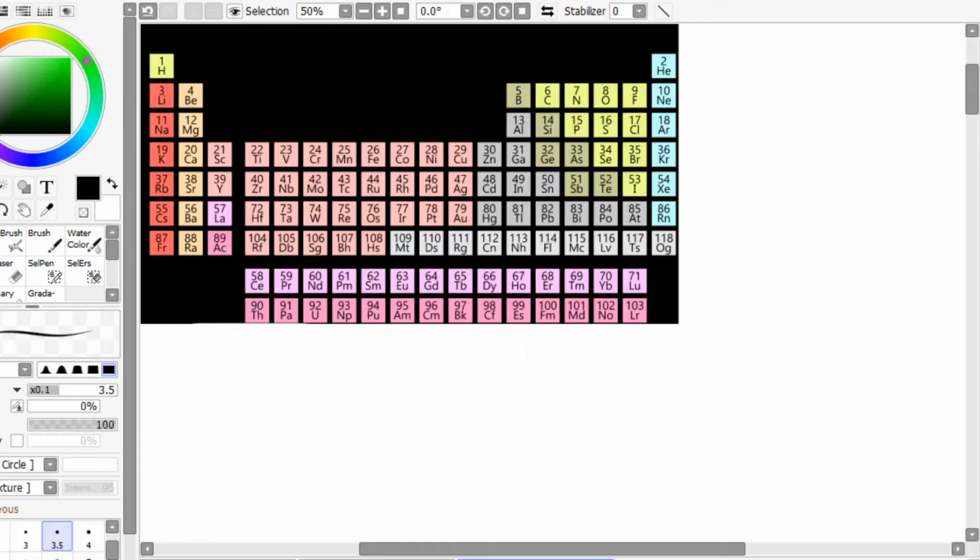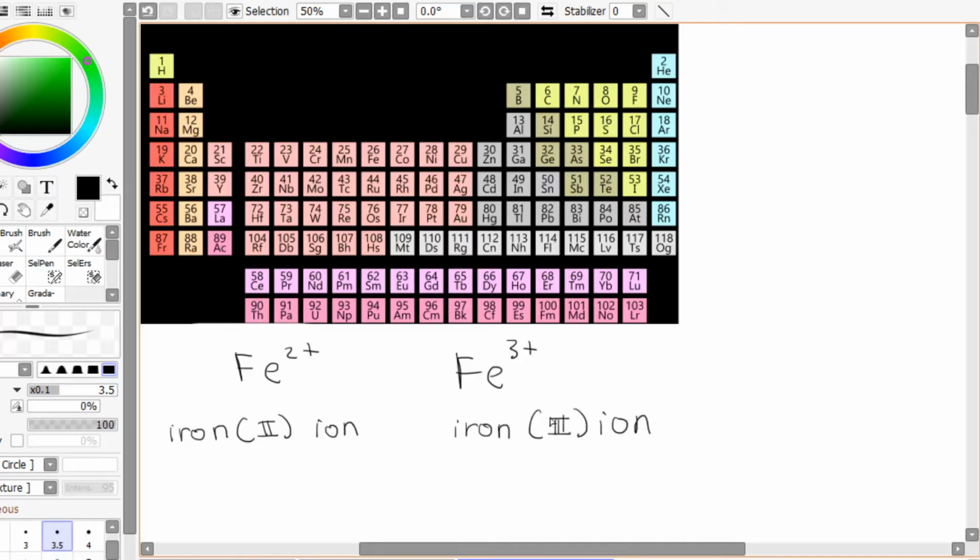So we may have seen that iron can have the ion of Fe2+, and it can also have Fe3+. This is from some experiments. It has been discovered that both of these are plausible. The iron 2+ is called iron(II) ion, while this one is called iron(III) ion. So you have to write that in order to specify which ion it is.